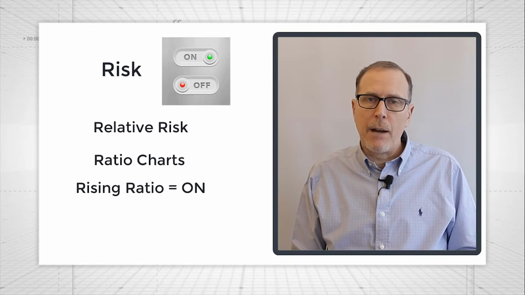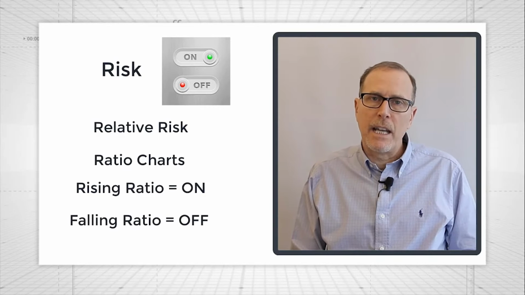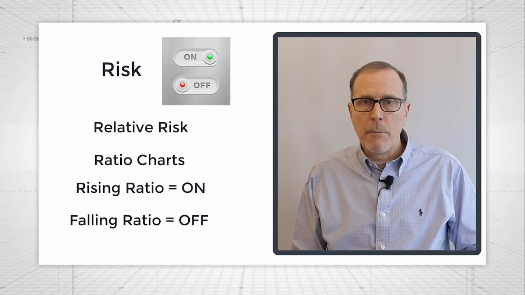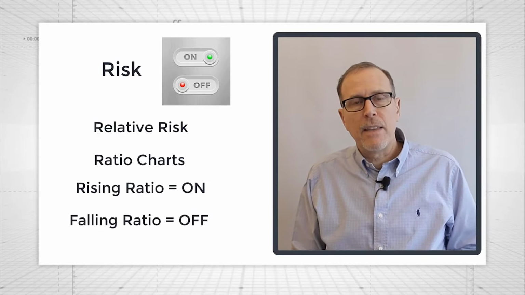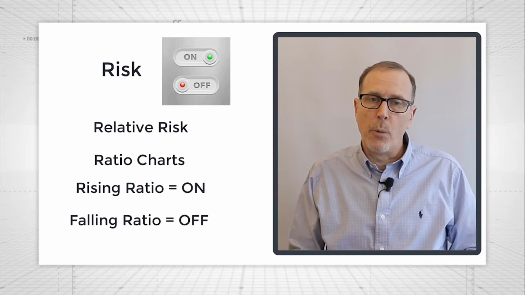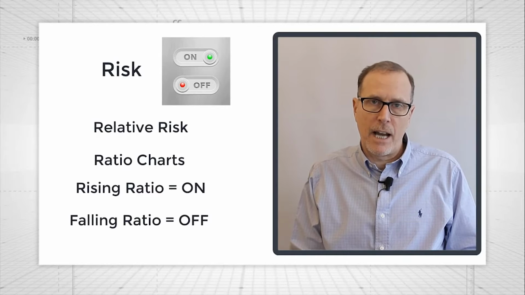And what we're going to do with that ratio is, when that ratio is rising, that means the market is in a risk on mode. That is positive for stocks. But if that ratio is falling, then that means the market is in a risk off mode or risk aversion. And that is potentially negative for stocks.